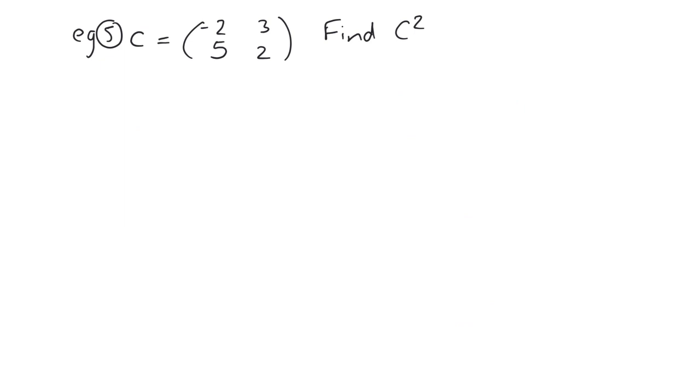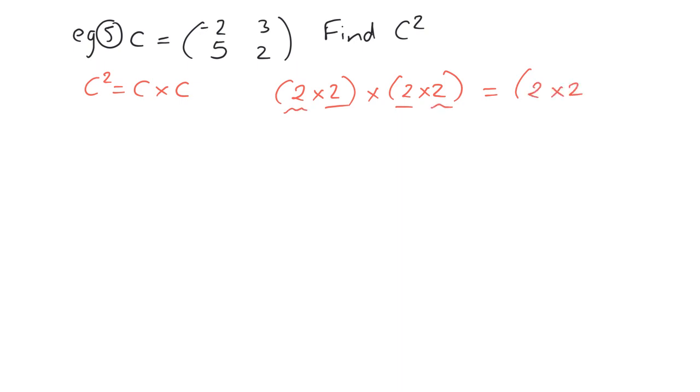Fifth one then, C, is this matrix here, and we want to find C squared. So C squared is C by C. So let's see what we get. We'll have a 2 by 2 matrix times a 2 by 2 matrix. The inside numbers are the same, so we can multiply it, and then the outside numbers tell us what the answer will be, and it'll be a 2 by 2.